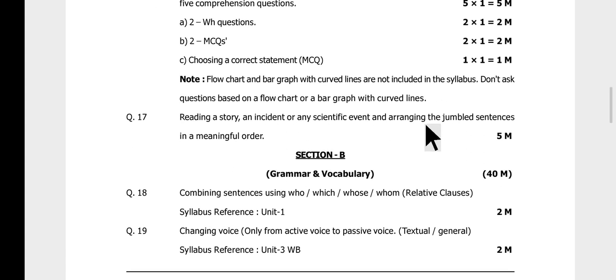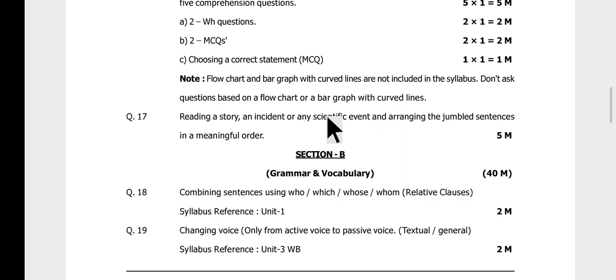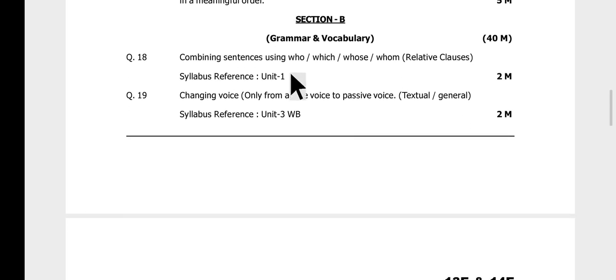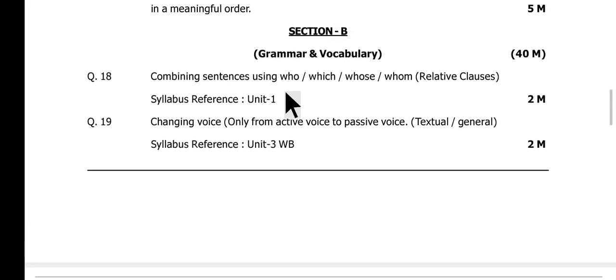Lastly, it will have question number 17, reading a story or incident or any scientific event arranged in jumbled sentences. So this is section A. In section B we have, as usual, combining sentences using who, which, whose, whom, relative clauses, which figure in our first chapter of the CBSE textbook English. So unit 1 is the syllabus reference. Dear students, are you with me? Look at the type of question and where the question comes from. The syllabus source is also mentioned here.